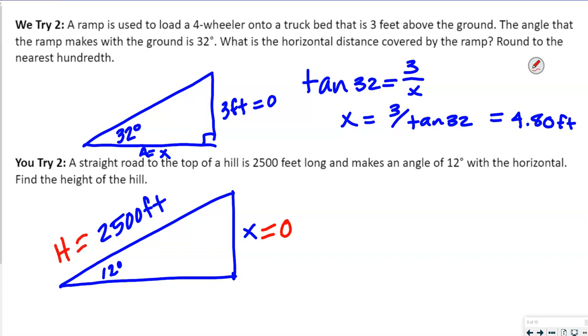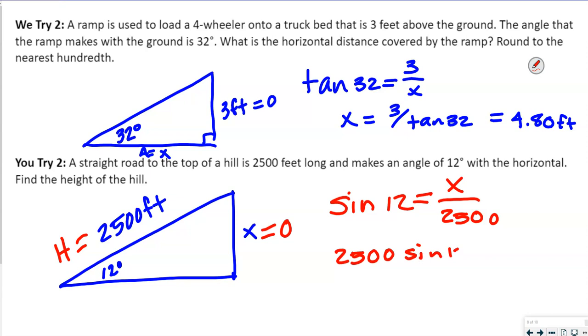What ratio uses h and o? Sine. So we're going to do the sine of 12. That's equal to our x over our 2,500. So we're going to, remember, multiply both sides by 2,500. So this is going to be 2,500 sine of 12 equals x. Put that right in the calculator just like that, and this is 519.78 feet. And it didn't tell me how to round it, so I'm just going to leave it like that, okay? That's equal to my x.